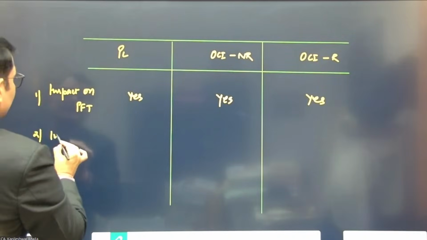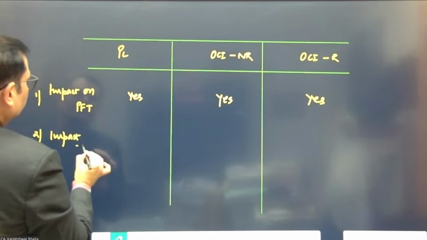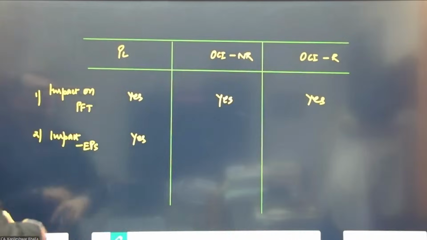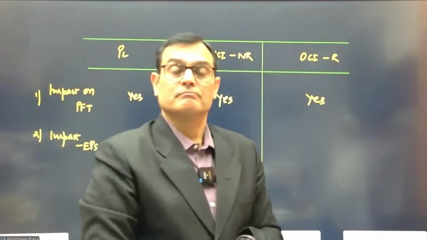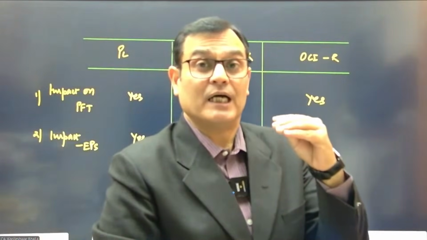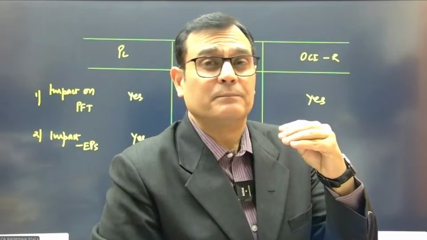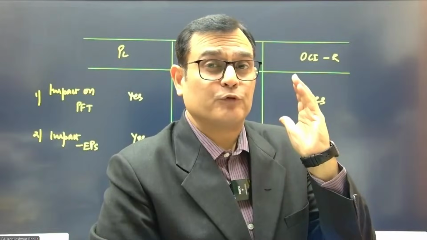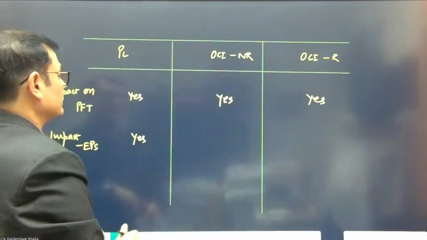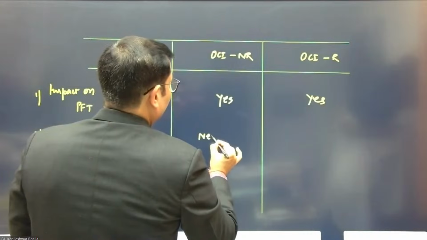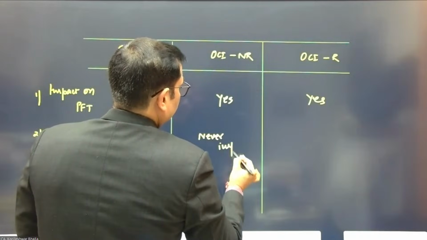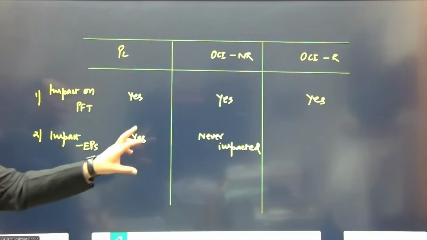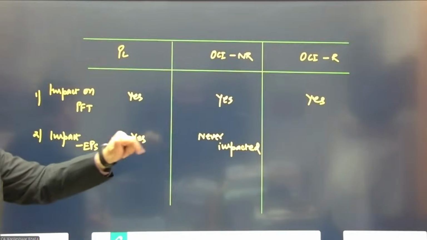The next is we're looking at the impact on the earnings per share. So when you put something in the P&L, does it impact the EPS? Of course, yes. But when you put something in the OCI, it does not impact the EPS at that stage because it is NR. It will shift from tab 3 to 2. EPS is never impacted, whether it is realized or unrealized.